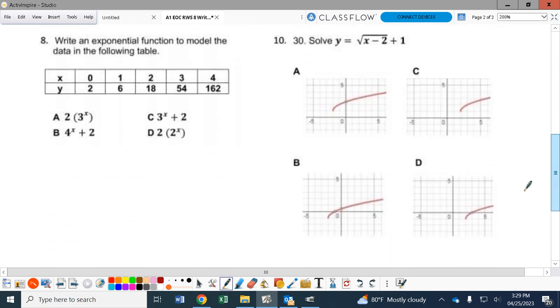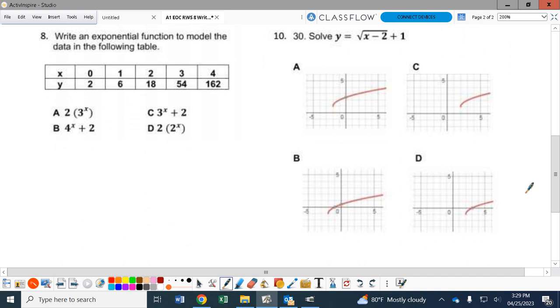So problem number 8 says, write an exponential function to model the data in the following table. They've already done the work though, guys. They've got them set up. You're going to work through these and see what works by writing these out. A is 2 times 3 to the x. B is going to be 4 to the x plus 2. C is 3 to the x plus 2. And D is going to be 2 times 2 to the x. You're going to plug in these numbers.